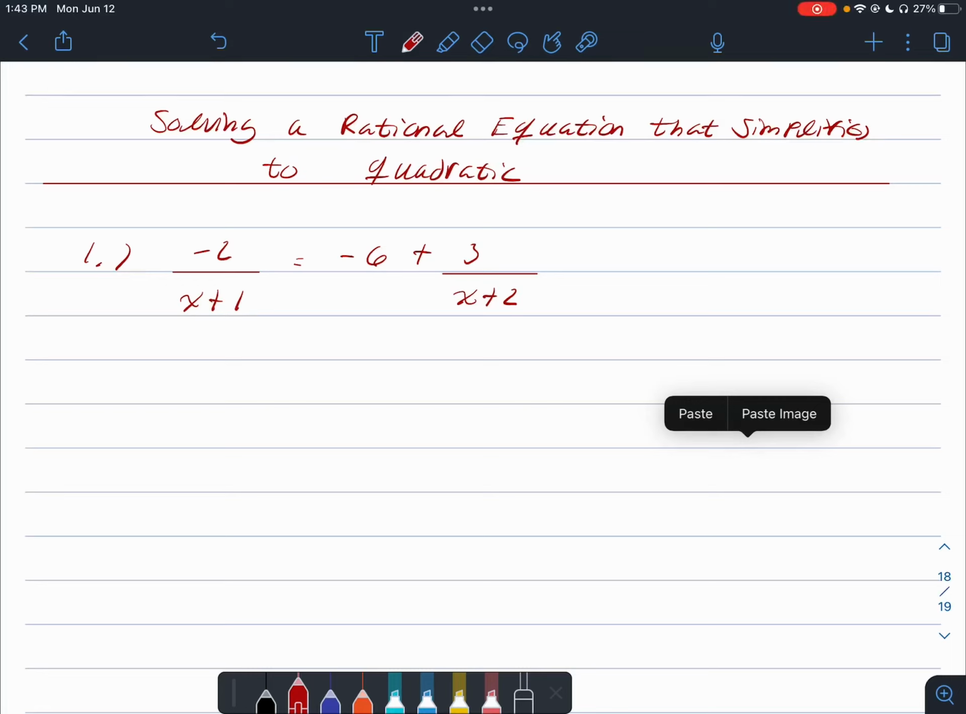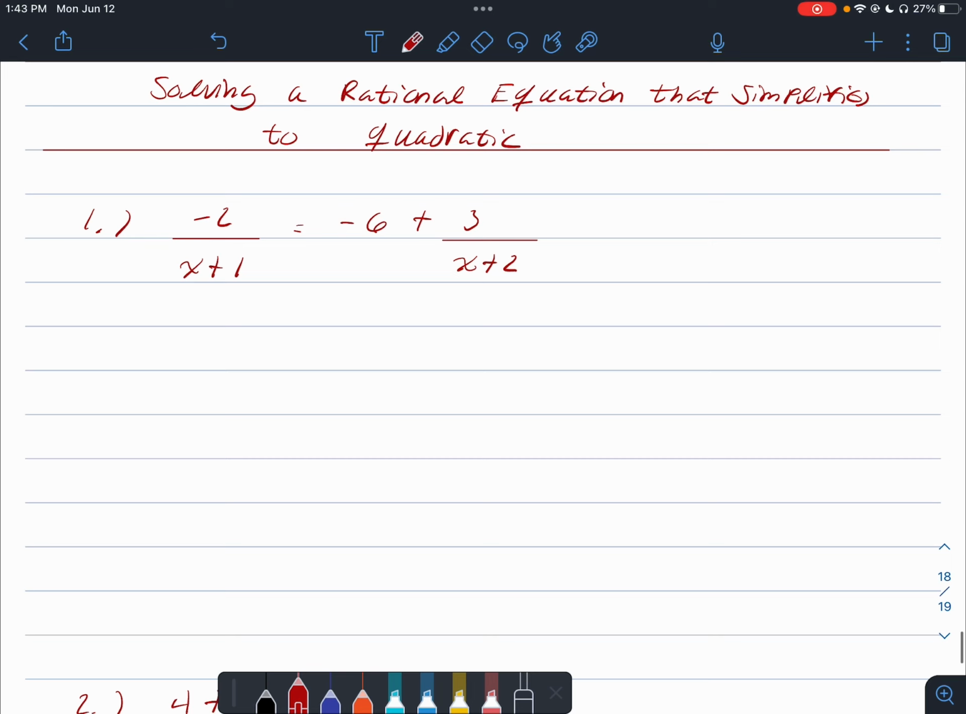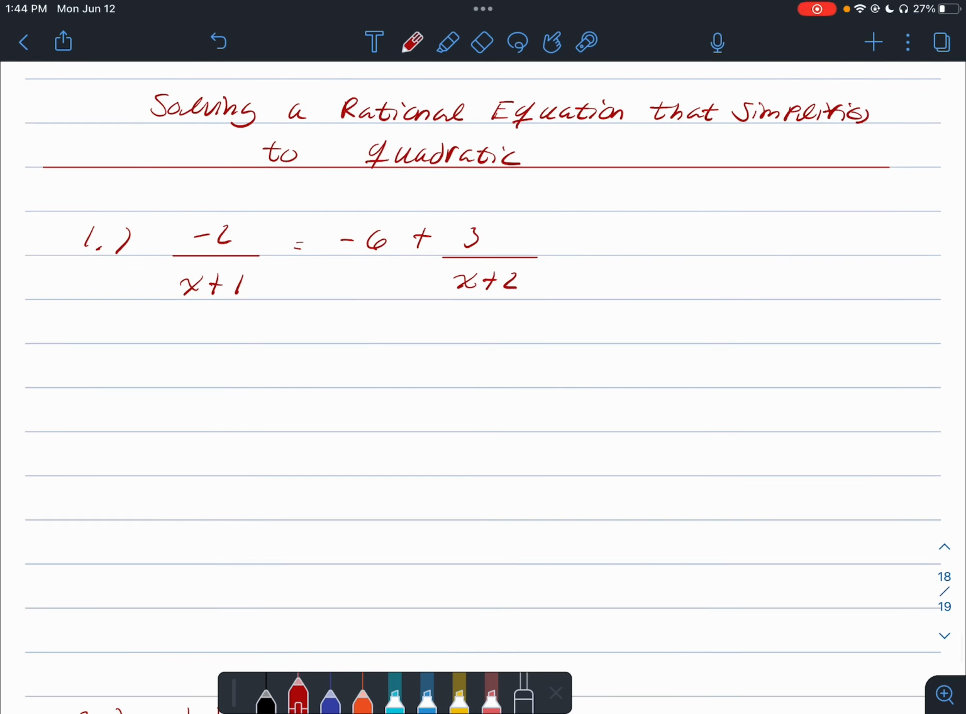In this video, I want to go over solving a rational equation that will simplify to a quadratic equation. With these rational equations, we're given ones where we have a variable in the denominator, and specifically ones that have a binomial in the denominator. Let's go ahead and see if we can solve one of these equations.